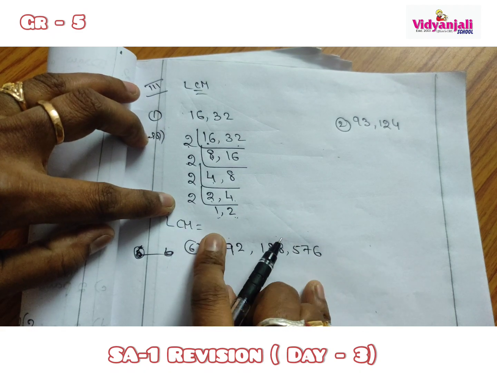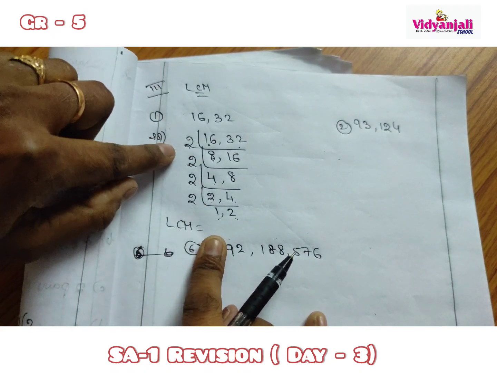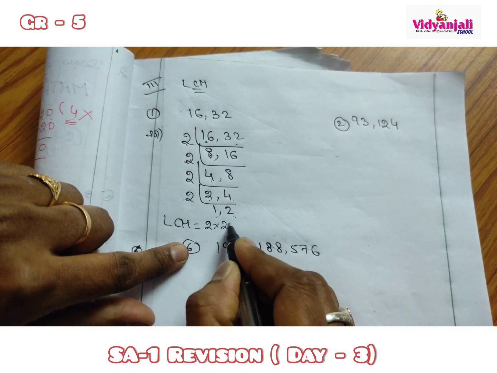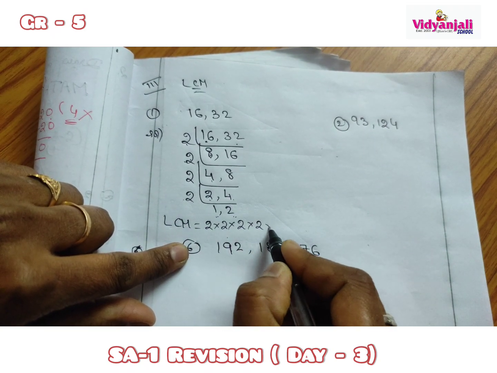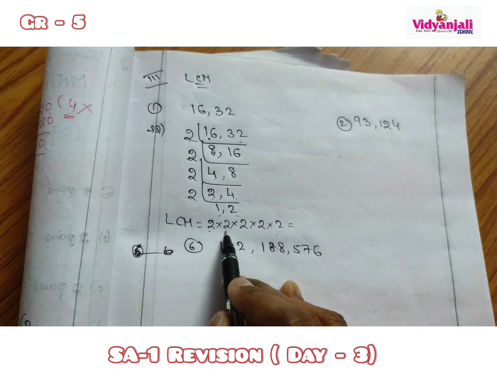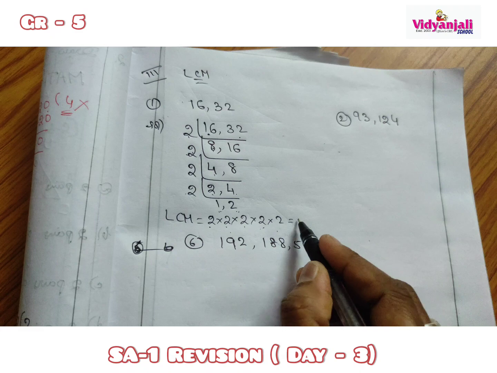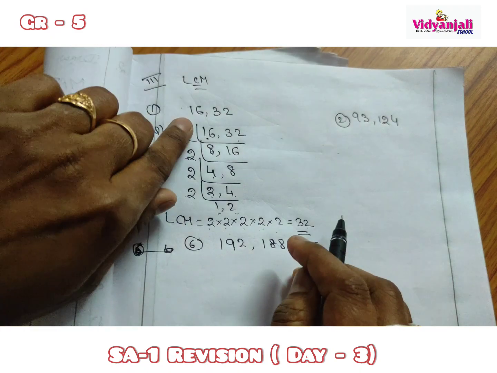So how to find the LCM? You have to multiply all these numbers. How many 2s are there? 1, 2, 3, 4, 5. 2 into 2 into 2 into 2 into 2. 2 2s are 4, 4 2s are 8, 8 2s are 16, 16 2s are 32. That is the LCM of these two numbers. Okay.